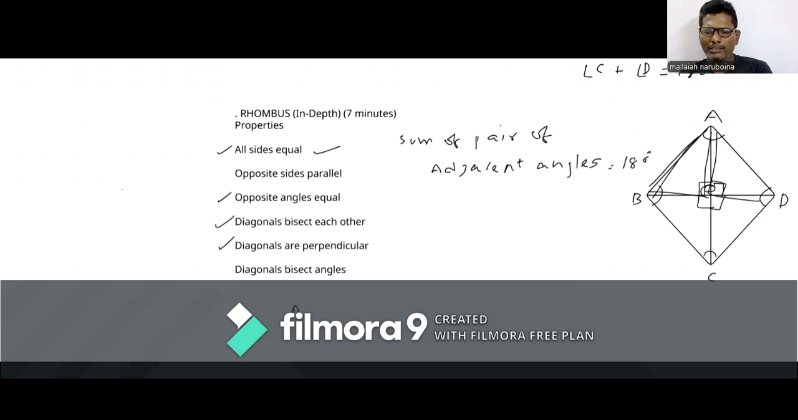Angle B and angle C. Angle B plus angle C is equal to 180 degrees. Angle C plus angle D is equal to 180 degrees. Then angle D plus angle A is equal to 180 degrees.